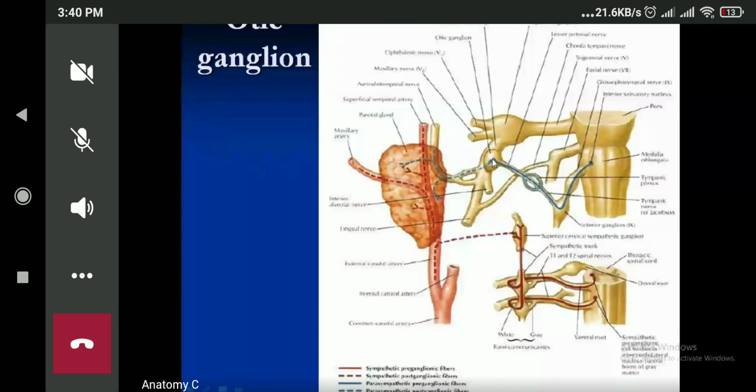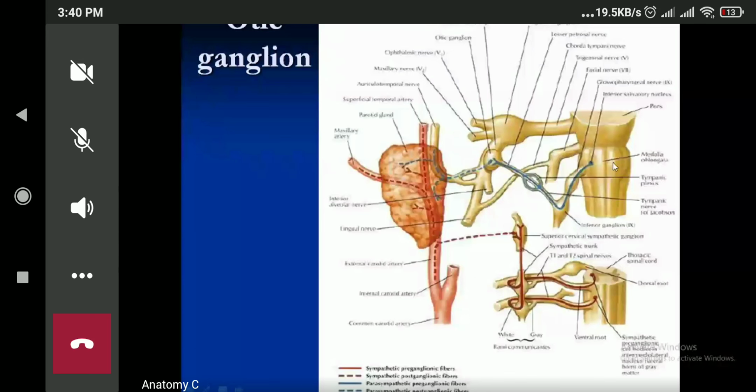Now I'll just list out the points for the parasympathetic secretomotor flow to the parotid gland. First, the parasympathetic root starts from the inferior salivatory nucleus. This inferior salivatory nucleus is present in the medulla oblongata.